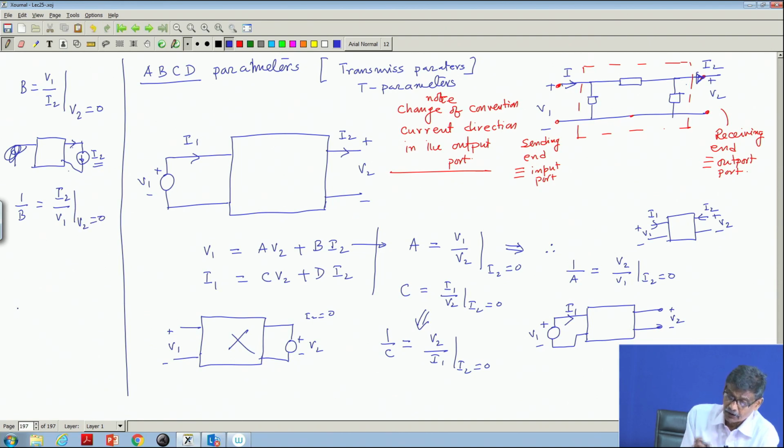And then it is very convenient. What this tells you is, take the network, excite it with this V 1, with V 2 equal to 0, short circuit this and record this current, everything is fine. So, I 2 by V 1, take this ratio, but this is not B, it will be the reciprocal of B, and then B can be found out.